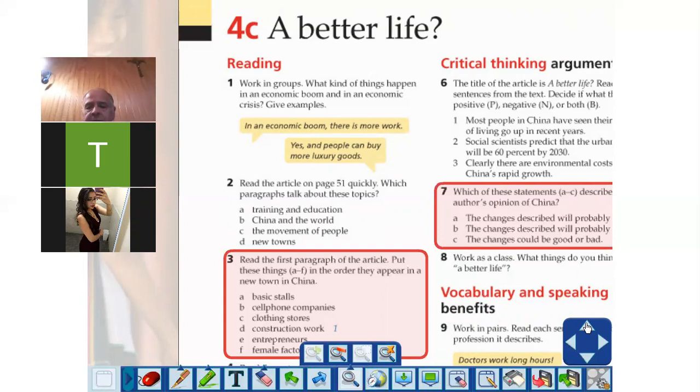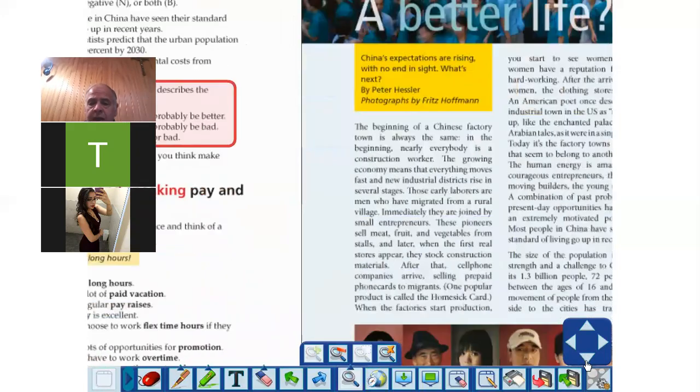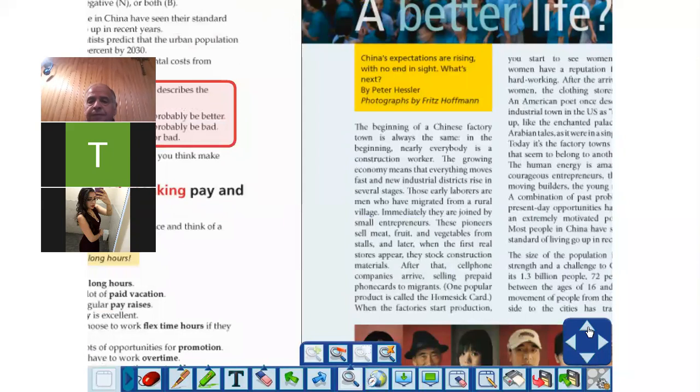Now, in the article that we're going to start reading on the next page, we are going to see how this happens in China, how they start building new things. We have 5 minutes to read. So let's start with Kimberly. Start reading the first part, please, from the yellow part, and then continue.